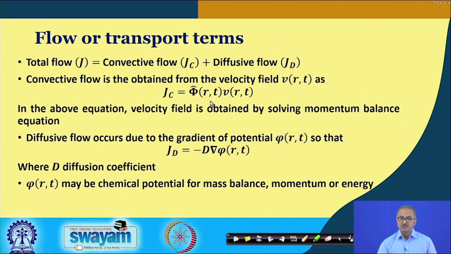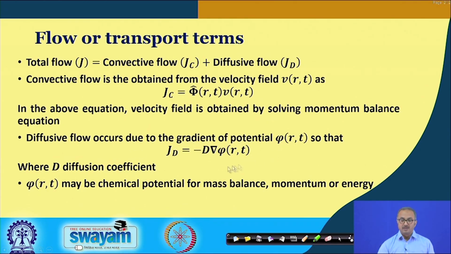So, when we take these two products, we get the convective flow. Now, in this particular equation, we obtain the value of the velocity field by solving the momentum balance equation. So, you can see that if we are looking at the mass balance, momentum balance automatically creeps in and they become coupled.